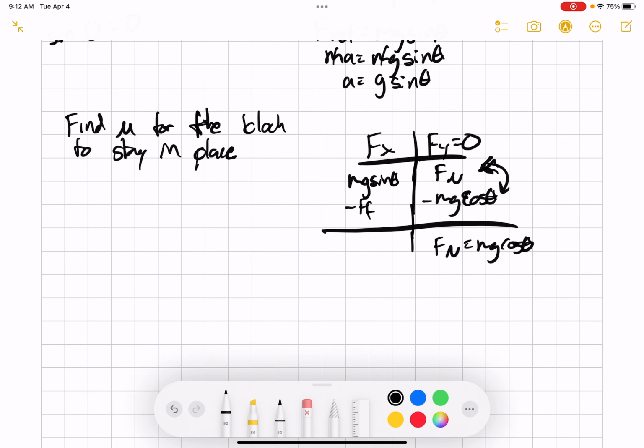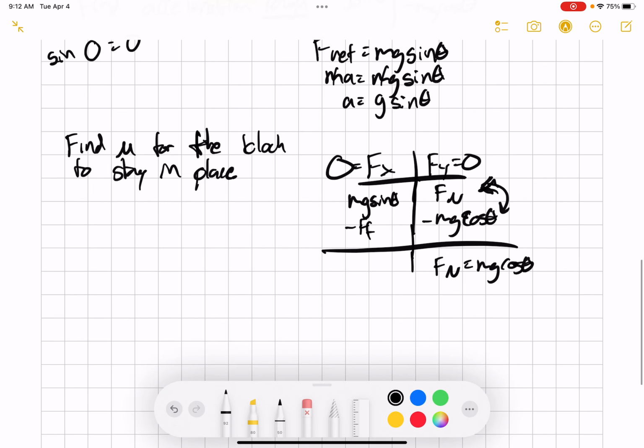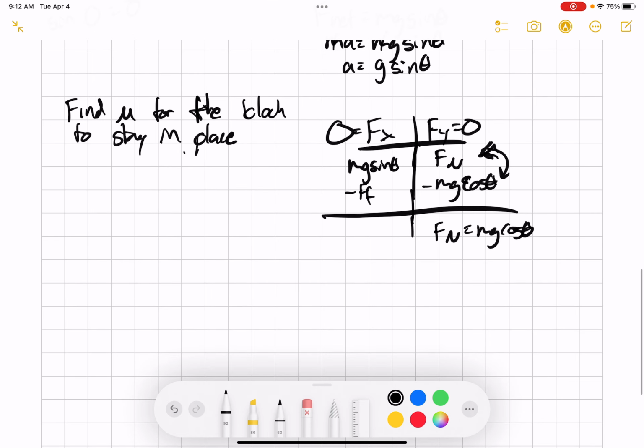In the x direction, I also know that this is 0 because it's not moving. It's staying in place. It's at equilibrium. Equilibrium means the acceleration is 0. So I have the same thing here, mg sine theta equals ff.